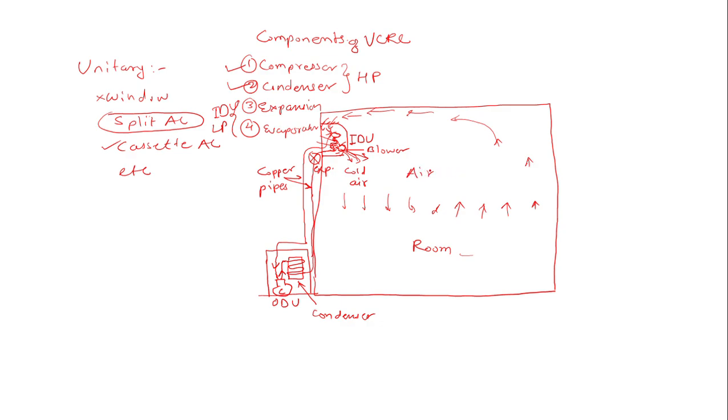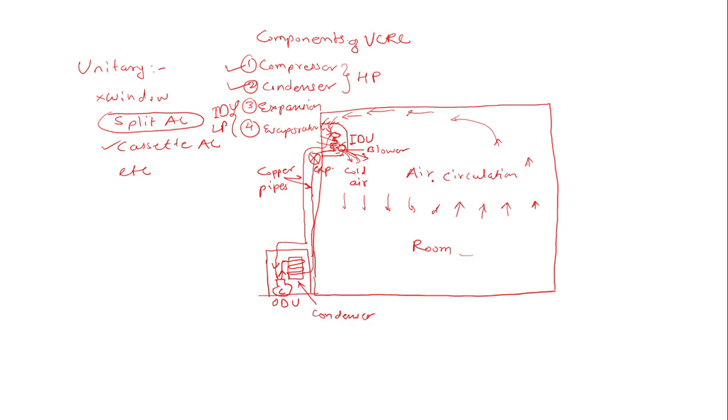The refrigerant which is flowing over here is known as the vapor refrigeration cycle. So the compressor, condenser, expansion device and the evaporator, these components form the vapor refrigeration cycle, whereas the air flowing inside the room is known as the air circulation cycle. So basically for air conditioning, the room air itself is getting recirculated continuously.